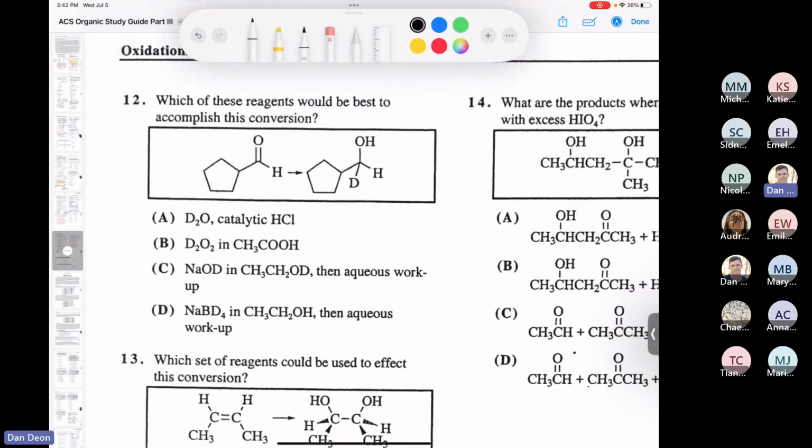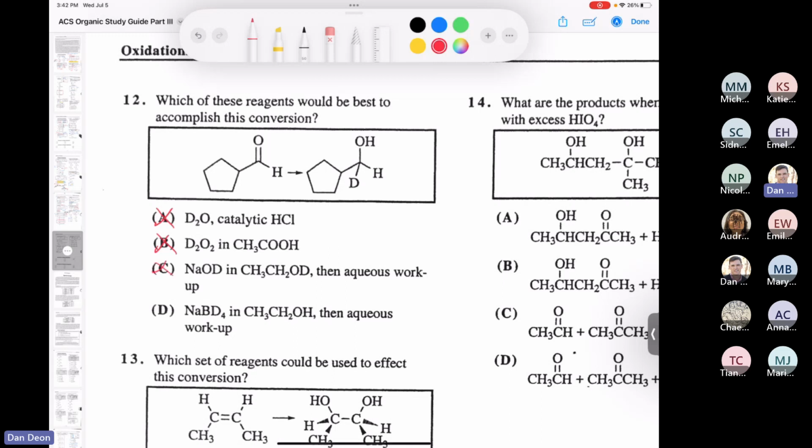I wanted to go over question 12 with you quickly because sometimes the ACS likes to use these things where you have a deuterium atom. And this is actually testing you on a mechanism. So it says, which of these reagents would be best to accomplish this conversion? So you're taking an aldehyde and then you're reducing it down to an alcohol. And so hopefully, if you take a look at these, the first one is D2O in acid. That's not going to do it. Deuterium peroxide in acetic acid, no. Then you've got sodium deuteroxide in deuterated ethanol. That's got nothing to do with it, right?